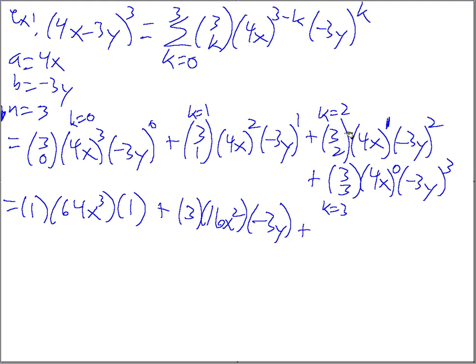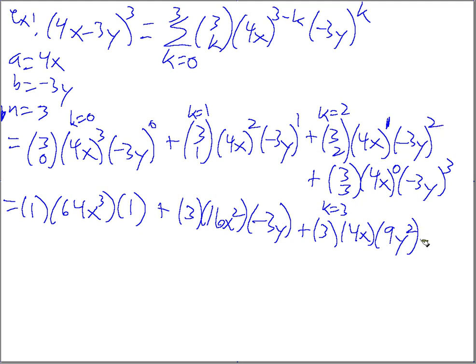Alright, third term, 3 choose 2 is going to be 3 as well by punching the calculator, nCr. 4x to the first power is 4x. But what's negative 3y squared? It's positive 9y squared. Can we see that? When you square the negative number, it's positive.